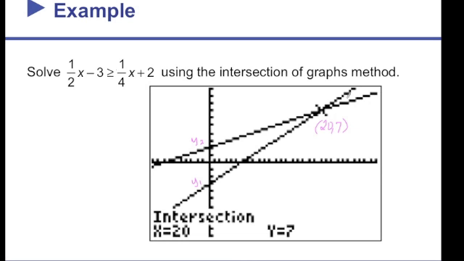So when is the y1 above y2? Well, it's above it here. And that happens, it's equal to it when x equals 20, and it's greater than that to the right. So my solution here would be x is greater than or equal to 20. That's how I would read the graph and get the solution.